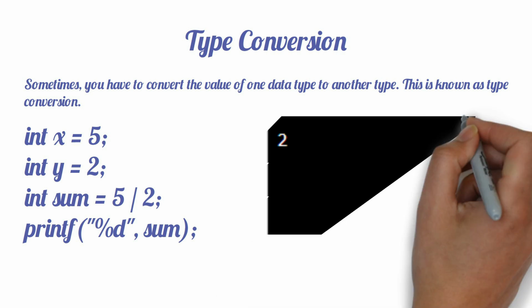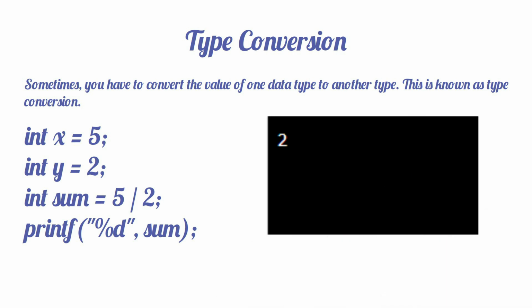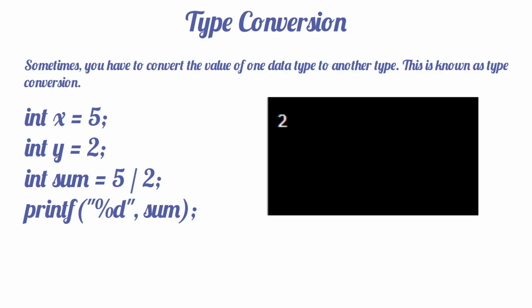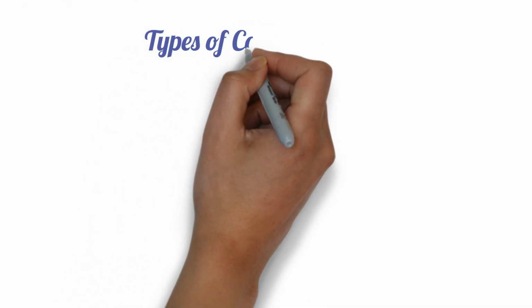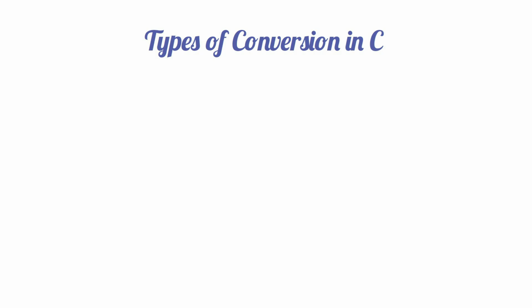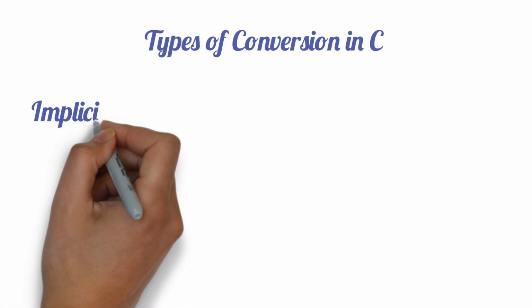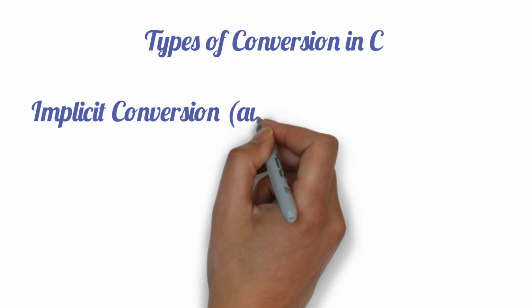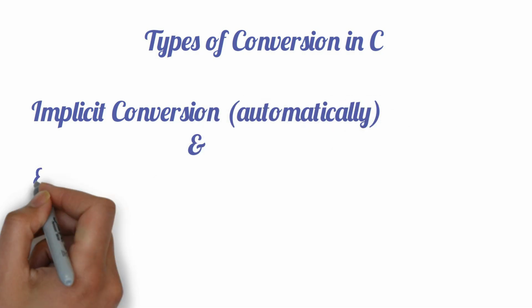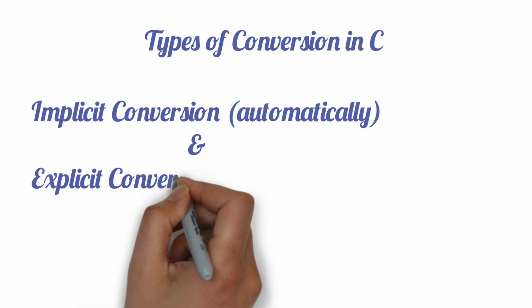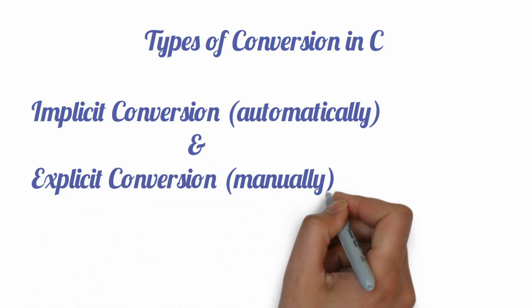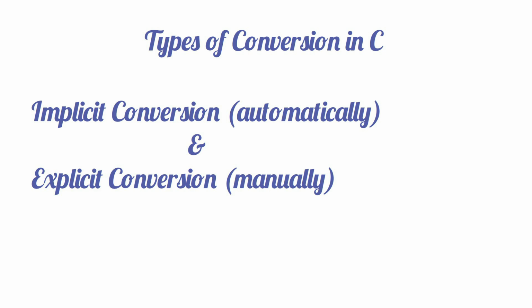If I run this code, this will be the output. As you can clearly see from the output, only 2 has been printed. 0.5 has been discarded. There are two types of conversion in C. First one, implicit conversion, also called automatic conversion. Next, explicit conversion, also called manual conversion. Implicit conversion is done automatically by the compiler when you assign a value of one type to another. As you can see in the previous code, we had not defined that sum is of type float, but still the floating point value has been converted into an integer type value.